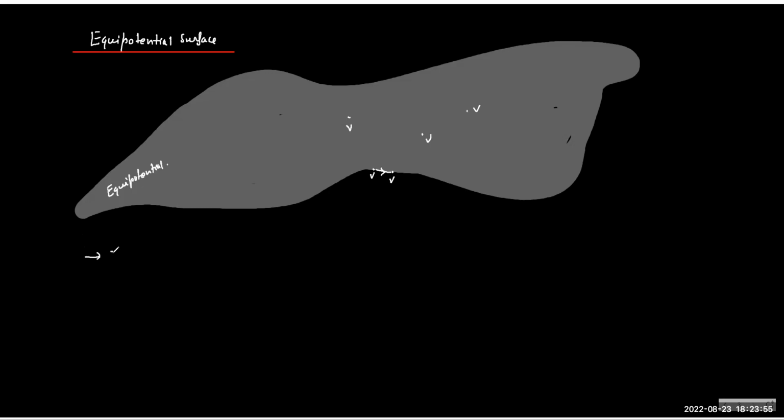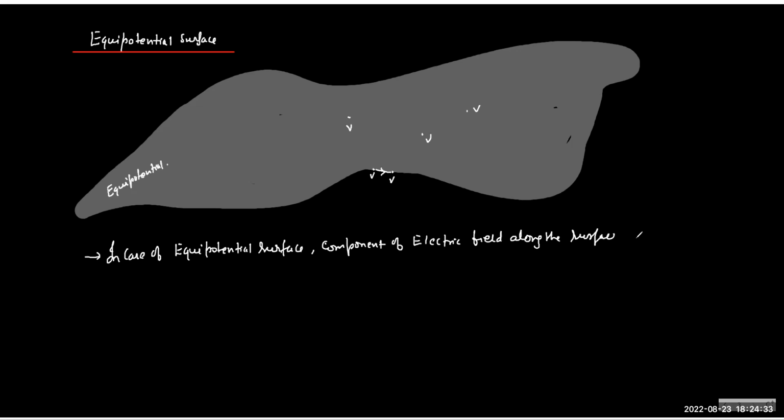So what we can say? In case of an equipotential surface, the component of electric field along the surface does not exist. And if the field does not exist along the surface, then how will it exist?